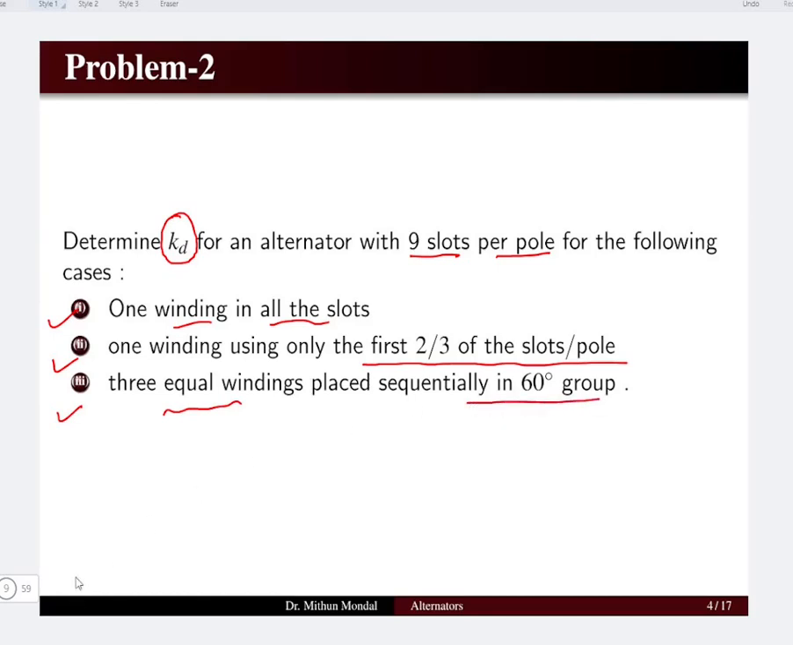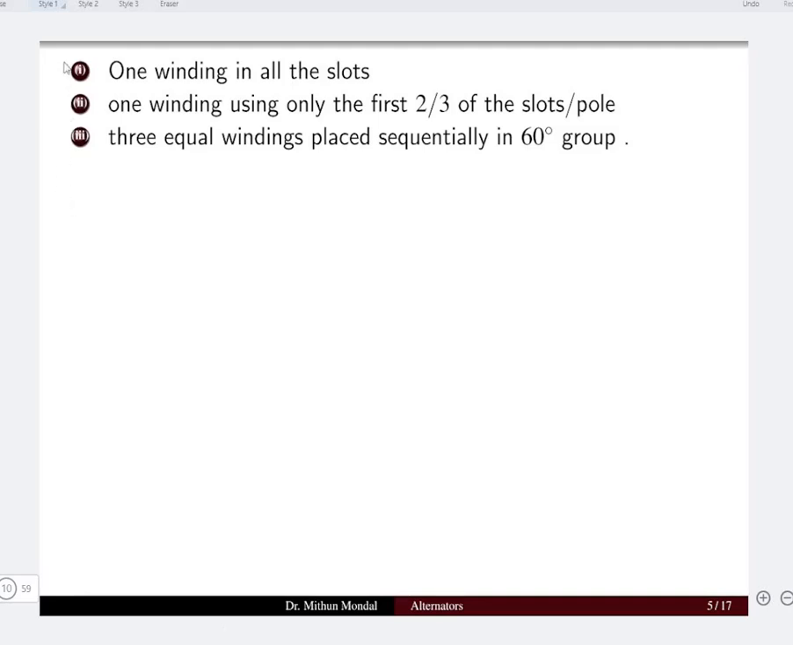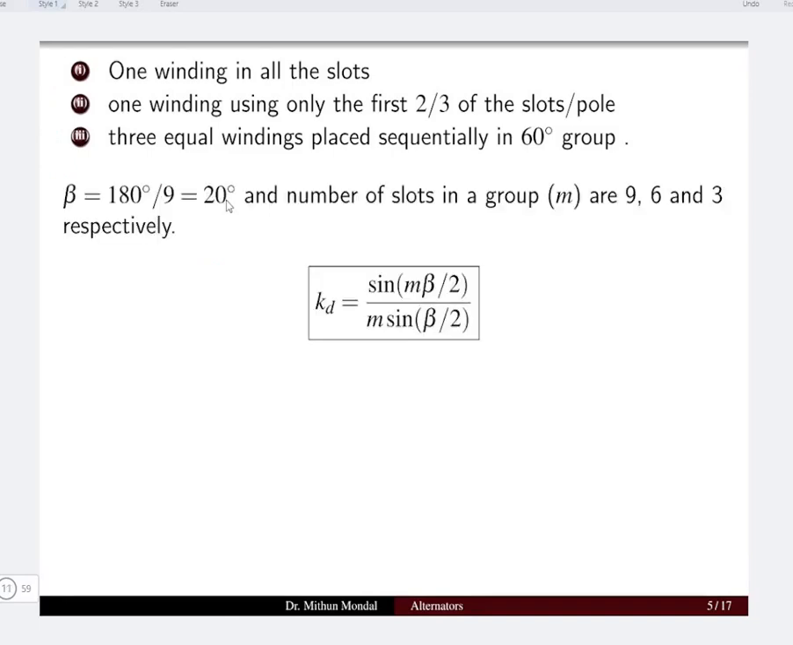in a 60-degree phasor group. Let us find, for all the three cases, the value of Kd, that is the distribution factor. We know that the formula for Kd is sine of m beta by 2 divided by m sine of beta by 2, where this nomenclature we have already studied in the lecture class. So let us find the value of beta.